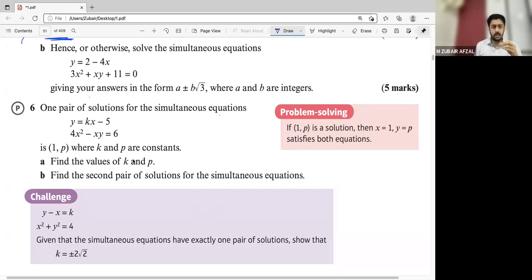Okay, we have now 3 students. Please solve this and share your answers. One pair of solution for the simultaneous equations. We have 2 equations, equation 1, equation 2, and one solution is 1 comma p, where k and p are constants. Find the values of k and p. This time is 2:31. First part, I think you can do it in 2 minutes.